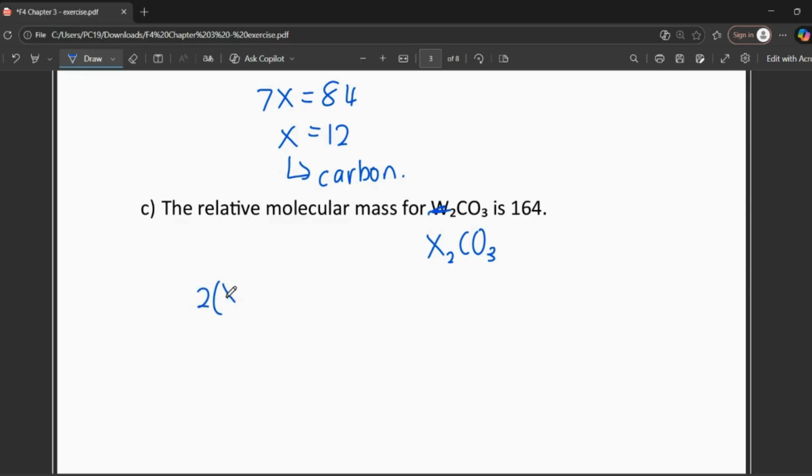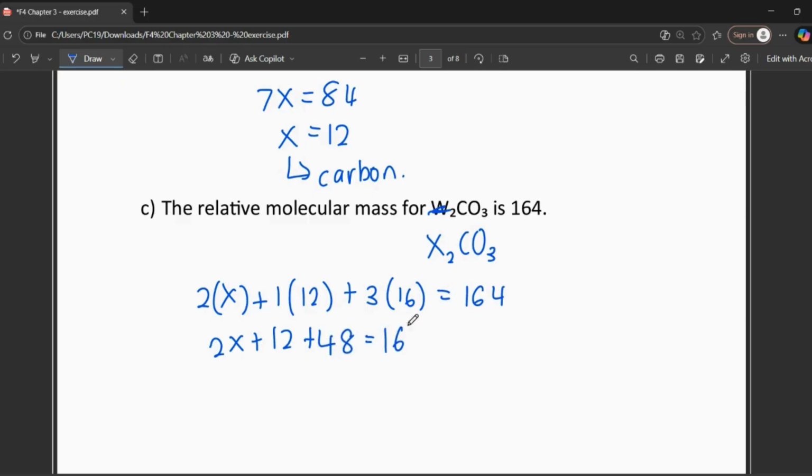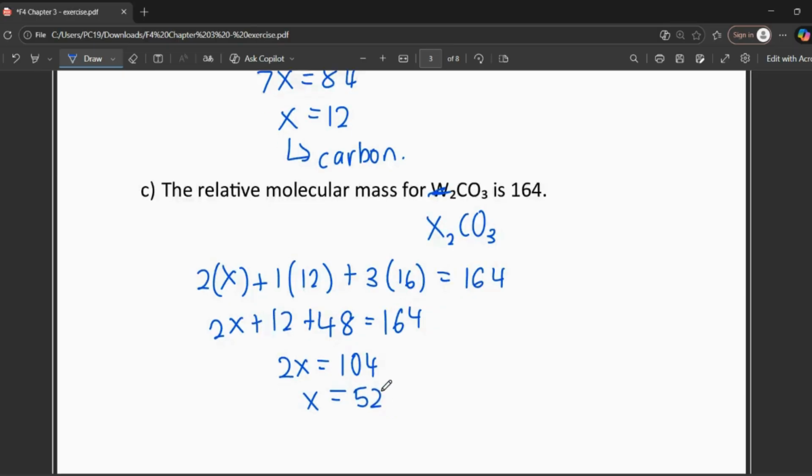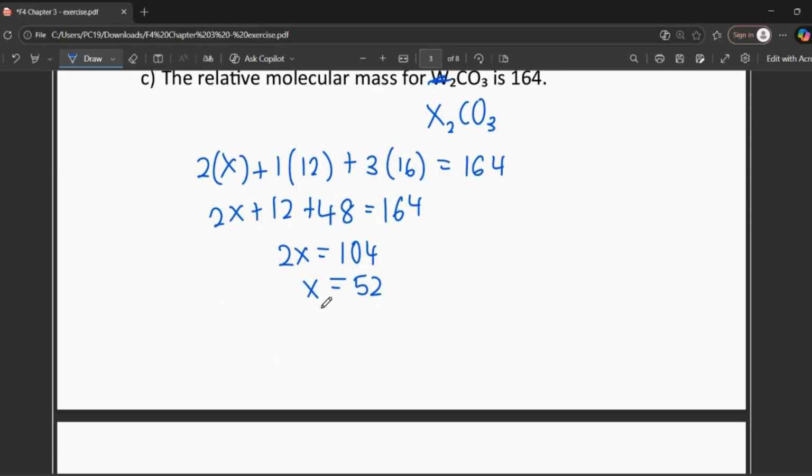So 2 bracket X, because we have 2 atoms of X, plus with carbon, we have 1 atom of carbon, plus 3 atoms of oxygen equal to 164. So it's going to be 2x plus 12 plus 48 equals 164. 2x is equivalent to 104. X is 52. Therefore, X is actually chromium.